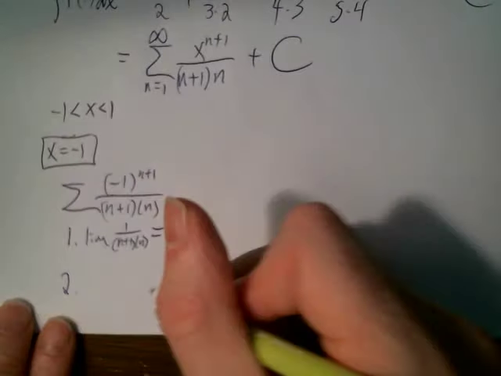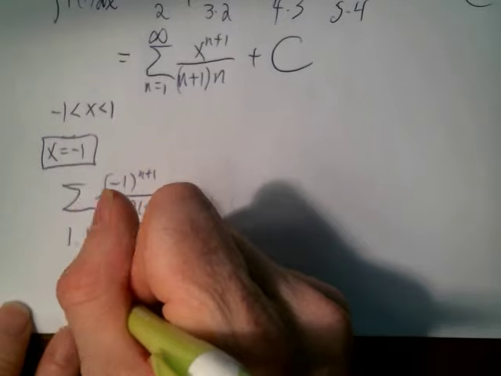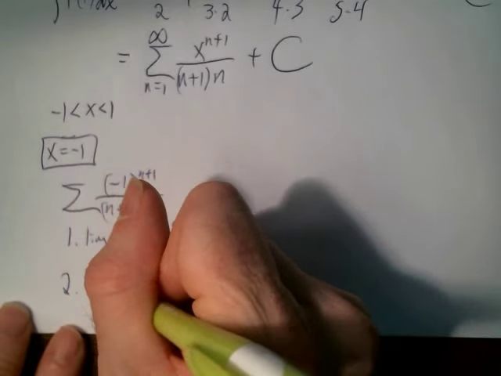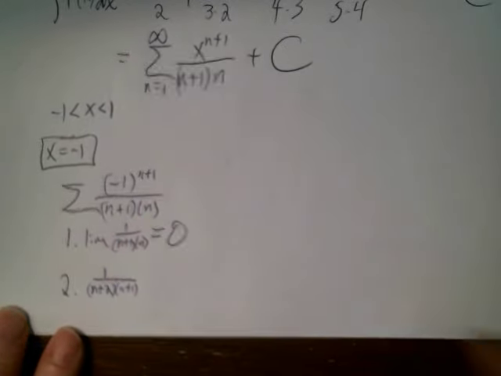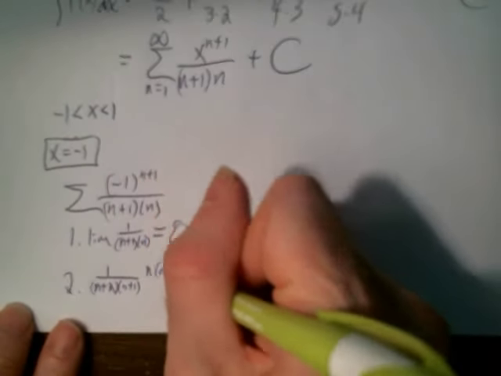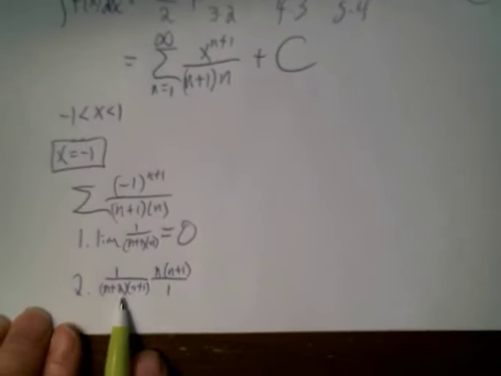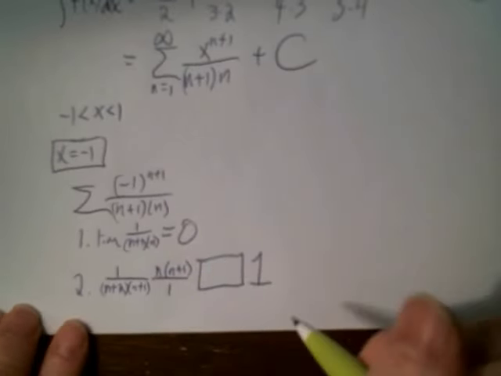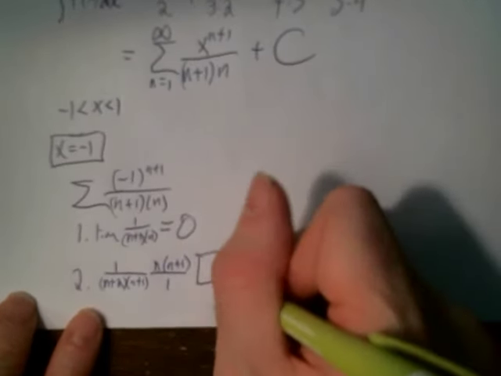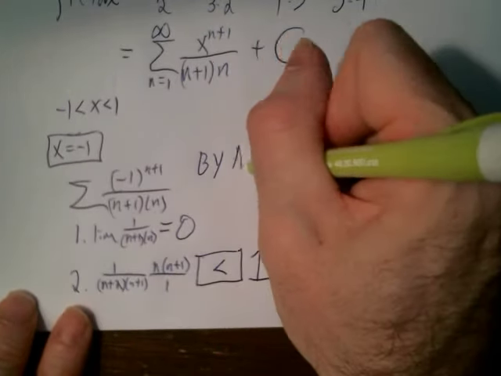Secondly, then, the ratio of a sub n plus 1 is 1 over n plus 1 plus 1 times n plus 1, times the reciprocal of a sub n, which is n times n plus 1. Clearly, n times n plus 1 will be less than n plus 1 times n plus 2. So we'll have something smaller over something bigger for n greater than or equal to 1. In other words, this will be less than 1, and by the alternating series test, it'll converge.